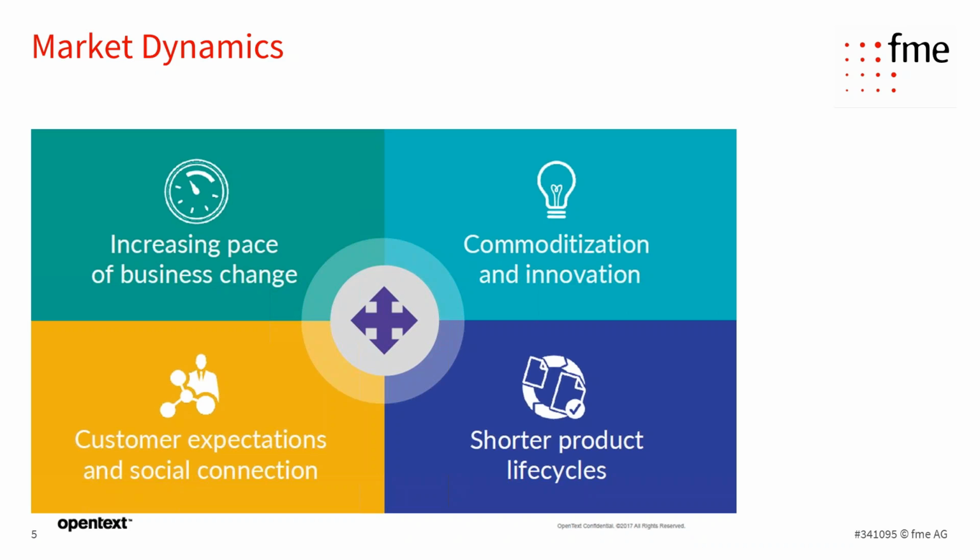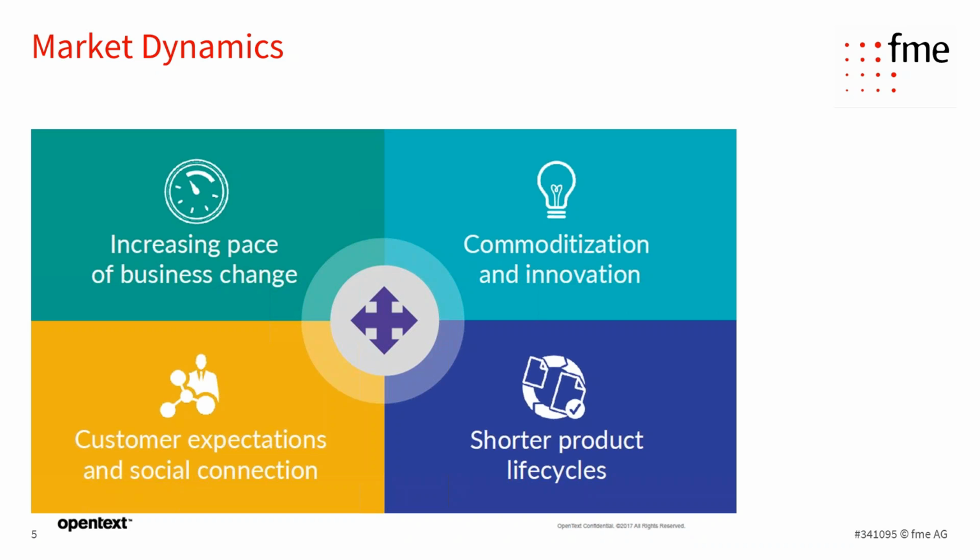Also looking at the commoditization and innovation, so looking at innovation from a business perspective and technology. So that's another dynamic. And then you have the customer expectation from the end user or client, and the social connection. Social technologies are on the forefront from the user's usability and usage of technology. And also looking at shorter product life cycles, bringing capability or technology that is evolving and adapting to those business changes is critical.